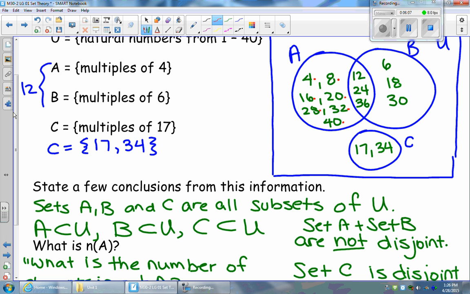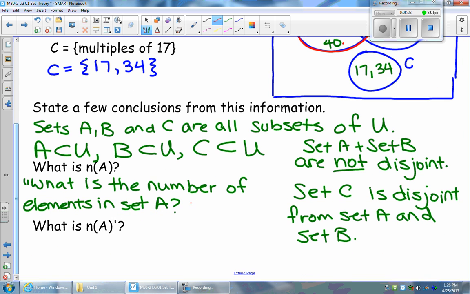But within set A is anything in the circle that represents the set A. So we also need to include our 12, our 24, and our 36, which means that the set A contains 10 elements. So the number of elements in set A is 10.